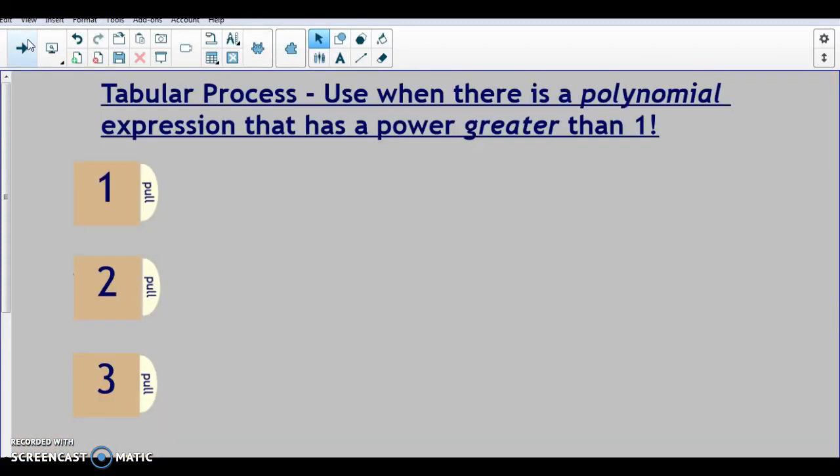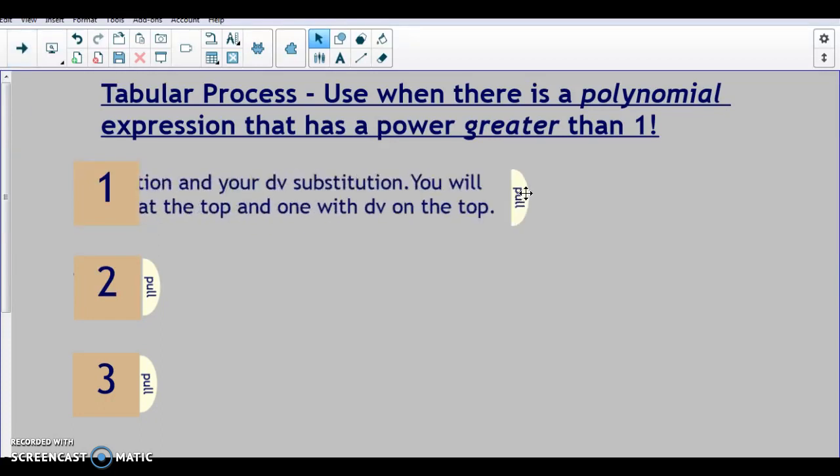Now I'm going to show you how to do what's called the tabular method, which is used when you have a polynomial expression and that polynomial expression has a power greater than 1. If it's just a power of 1, you do it the way we just did it. If the power is greater than 1, then you want to use this tabular method. I'm going to again show you the steps and then walk you through an example.